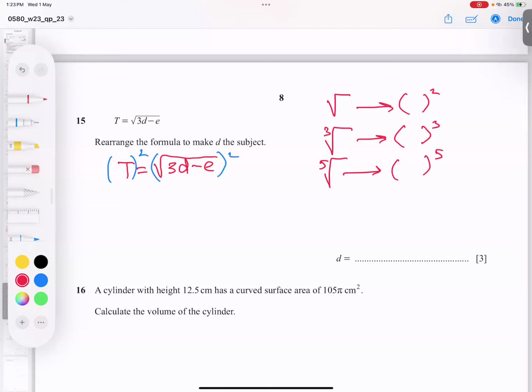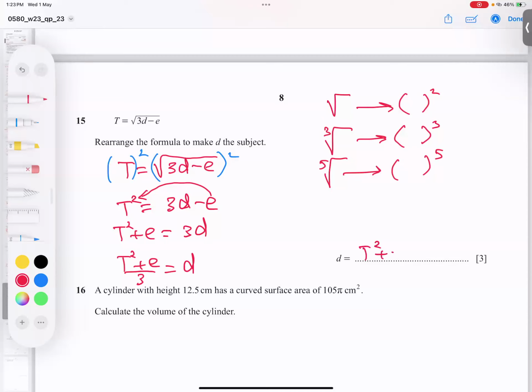Here I get t to power 2, 3d minus e. This e will come here and add like this. Now 3 is multiplying, and the opposite of multiplying is dividing. And this is the final form. So d is equal to t square plus e by 3 is equal to the value of d.